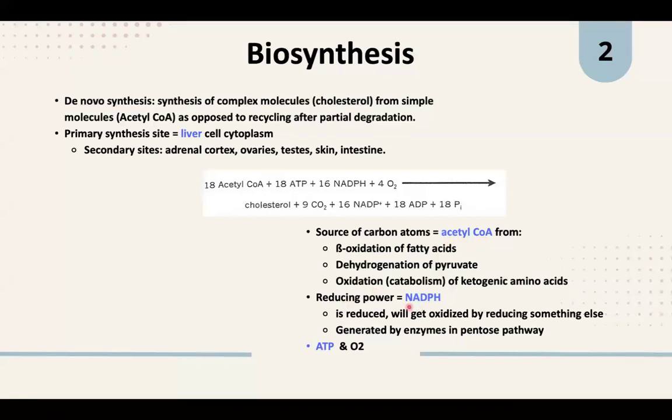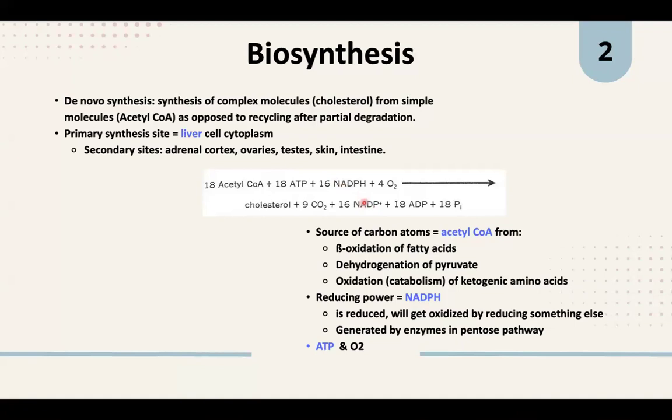The next component is NADPH, and we know this from the pentose phosphate pathway. And NADPH is a reducing power. What does that mean? So NADPH is the reduced form of this. So it becomes NADP plus and vice versa, like they go back and forth. The reduced form is NADPH. What this means is that it can get oxidized by reducing something else. So when it gets oxidized, it will turn into NADP plus, which is the oxidized form.